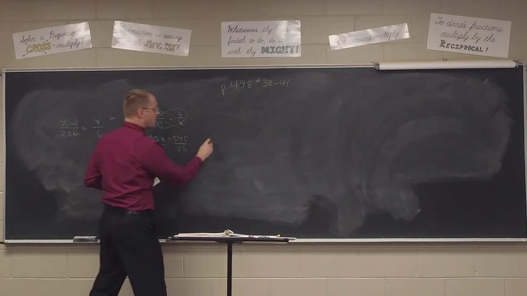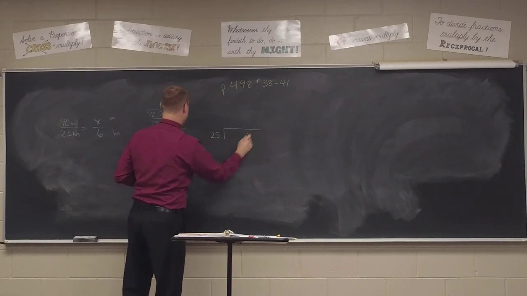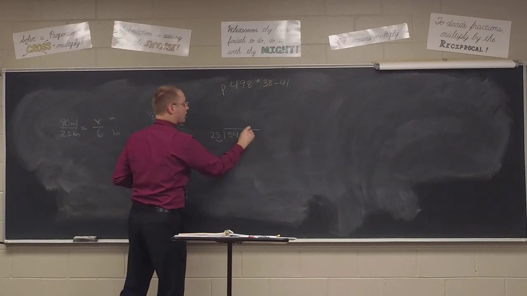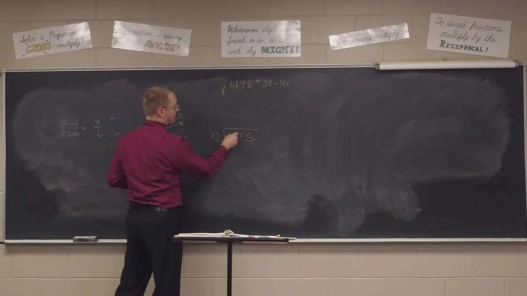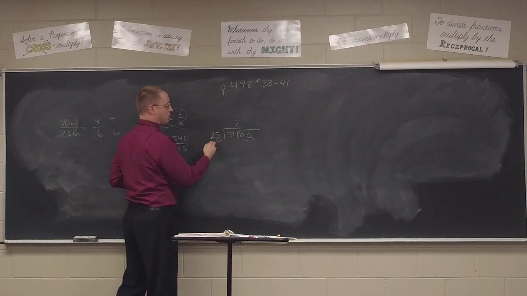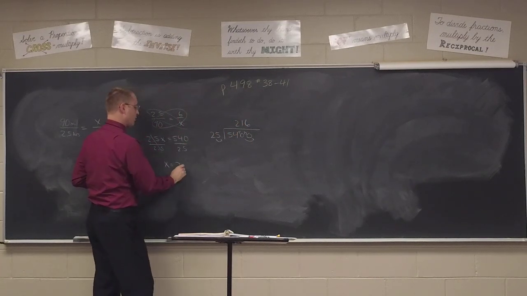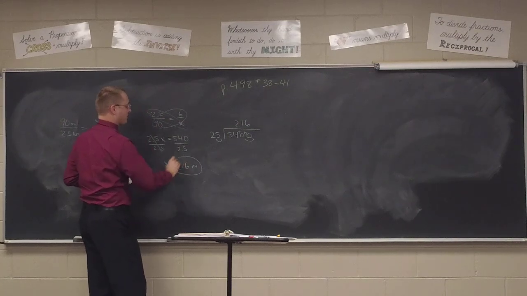And of course, you can't divide by a decimal, so we're going to make that 25. And we're going to make this 5,400. Move the decimal over one place in each case. 25 goes into 54 twice with 4 left over. 25 goes into 41 once with 16 left over. 25 goes into 166 times. So 216 miles should have been our answer.